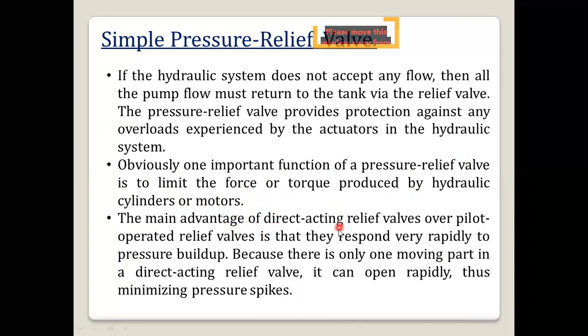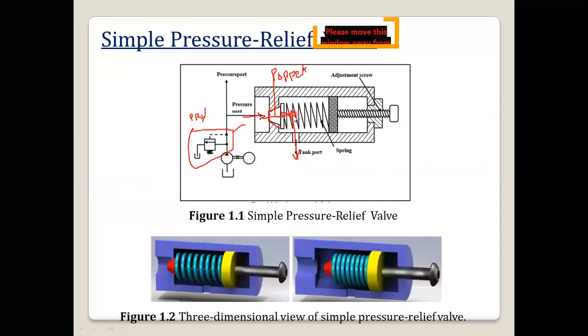The main advantage over the pilot operated relief valve is that it will respond very rapidly to pressure buildup. If the pressure is building up, the direct operating pressure relief valve, that is the simple pressure relief valve, will act very rapidly because it has only one moving part. The adjusting screw is attached to this piston, and this piston is attached to the spring, and this to the poppet.